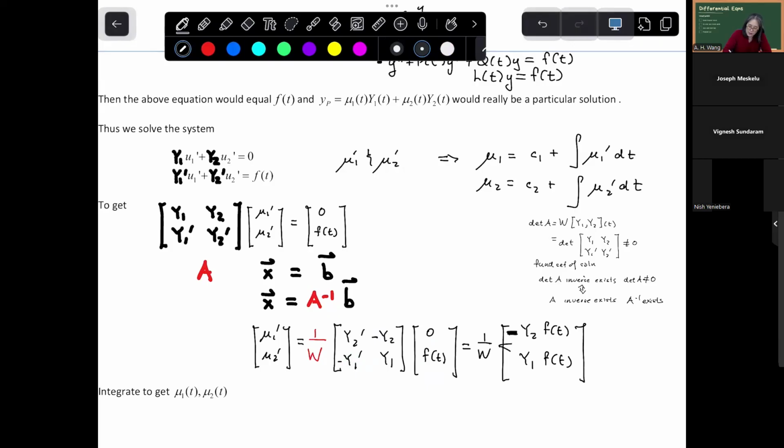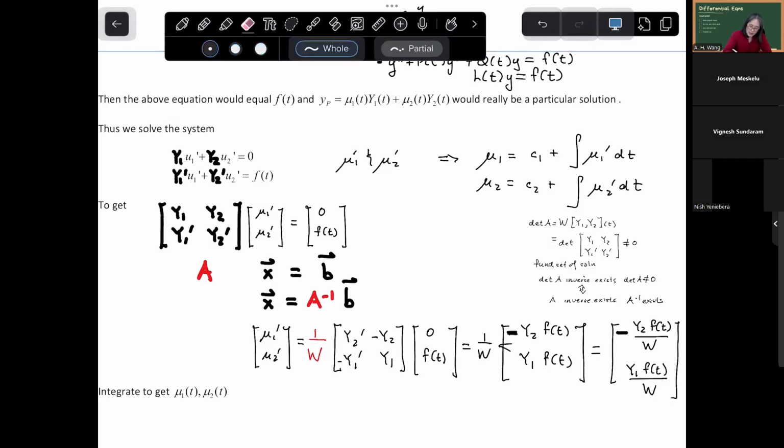And now do the scalar. And what you're going to get is minus y2 f of t divided by the Wronskian, and then y1 f of t divided by the Wronskian. You could just go ahead and memorize this formula, or you can just go through this process every single time.